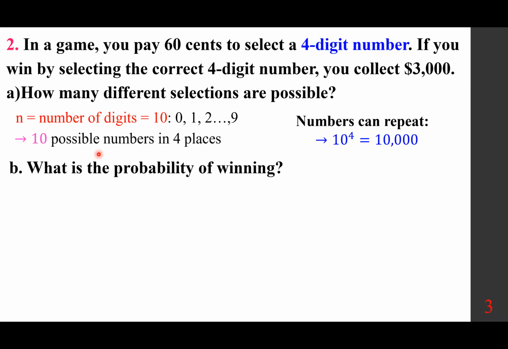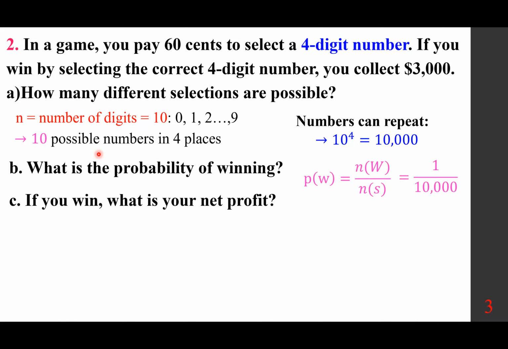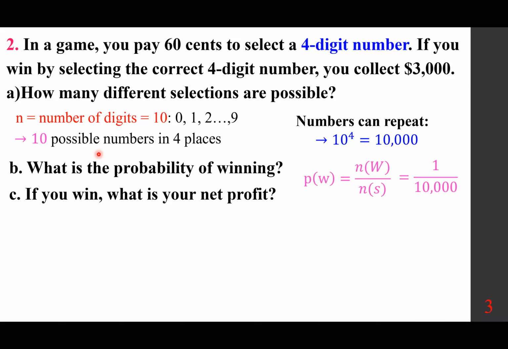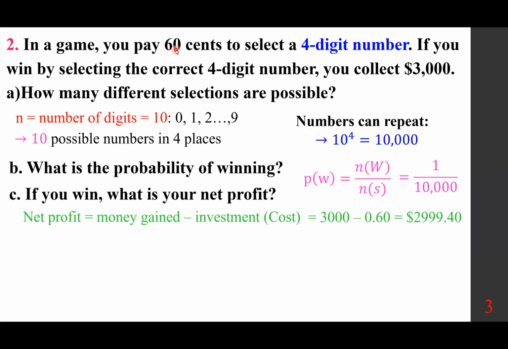What is the probability of winning? Well, it would be n of winning over n of s. There is one way to win, and there are a total of 10,000, so 1 out of 10,000. If you win, what is your net profit? Well, we paid 60 cents to buy that. So even if we win, that means $3,000 minus 60 cents. That's the net profit.